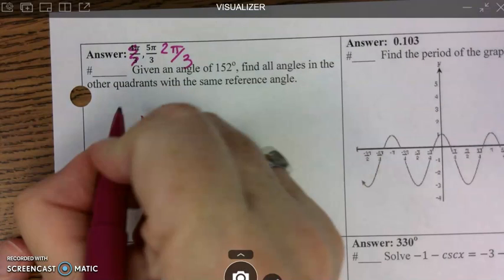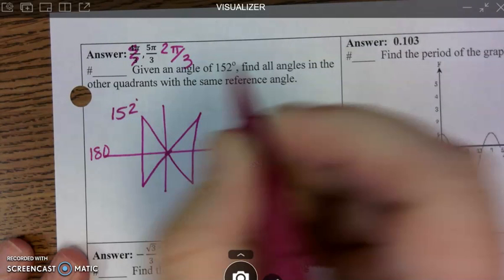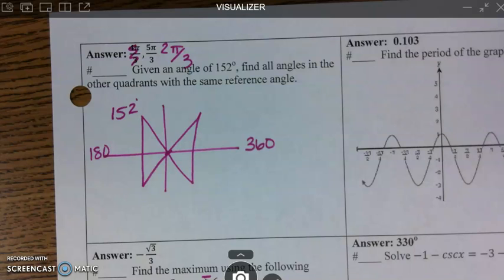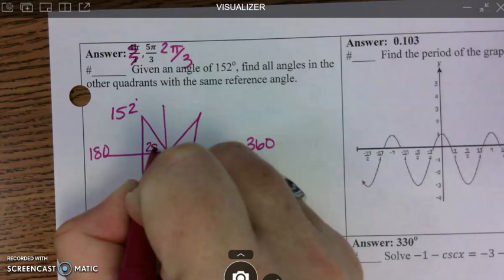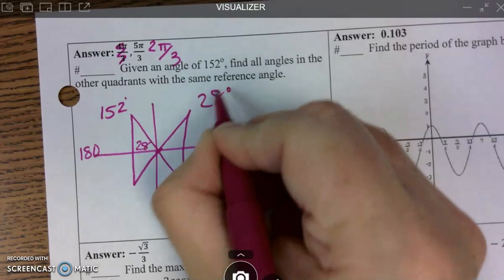Okay, so we know 152 is here. So we know 180 and 360. So here we have to do 180 minus 152. Let's try that again. 180 minus 152. So I got 28. Remember, your reference angle in quadrant 1 is always the same number. So 28.